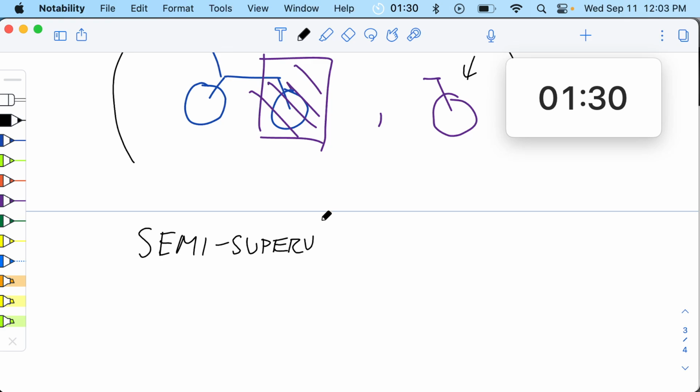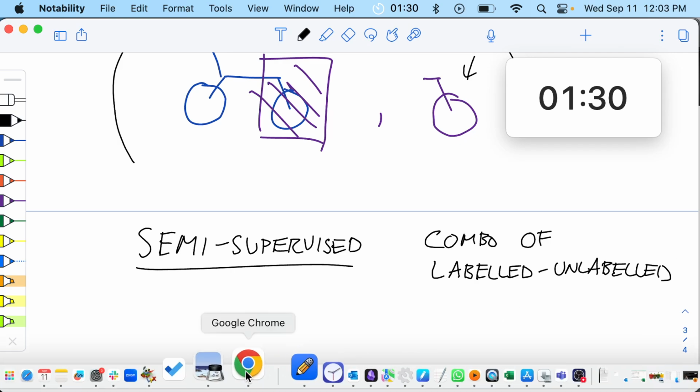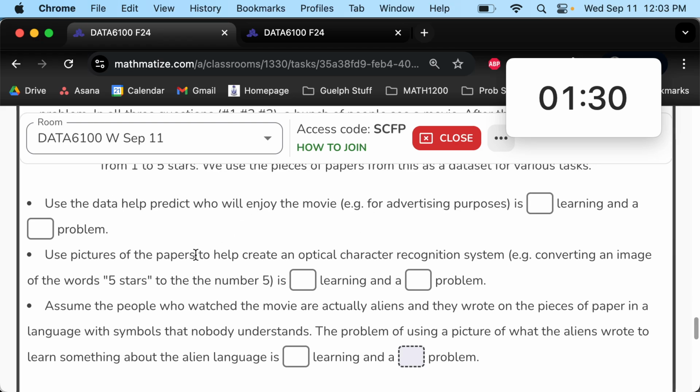Semi-supervised. This is a combo of labeled and unlabeled. So a good example would be, imagine in the second example we did, we said we have all these strips of paper and we're going to pay somebody to look at them and tell us what the correct answer is. Does it say 1 or 2 or 3 or 4 or 5? But let's imagine that we have a limited budget, right? So we have thousands and thousands of pieces of paper, but we only have enough budget to pay for a few hundred pieces of paper to get labeled.